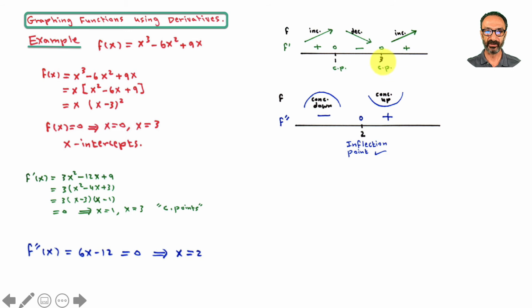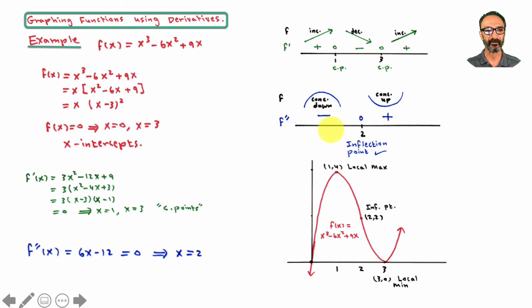This is 1, this is 3, so somewhere is 2. Here's my graph. This is 2. As you can see, I'm doing my best to align it. And here's 1 and here's 3. Increasing, decreasing, increasing. Inflection point at 2. Concave up to the right, concave down to the left.